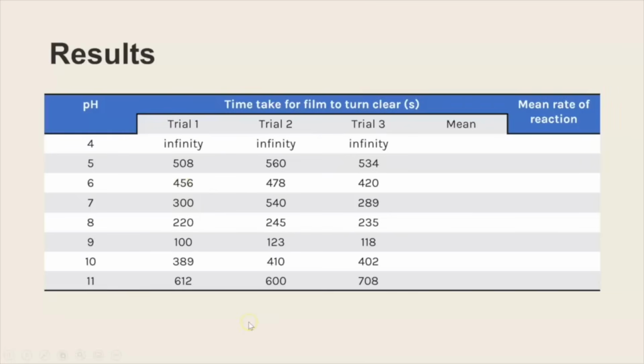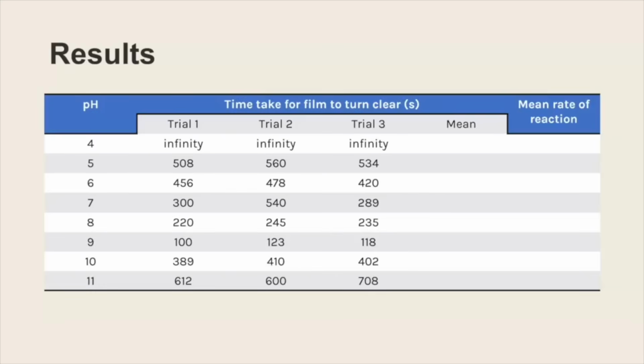and we've got our varying times. Now, one thing you're expected to be able to do in your write-ups, but also you could be tested on this within the exam, is if you're asked to calculate a mean, you need to check to see if you have any anomalous results in any of the trials.